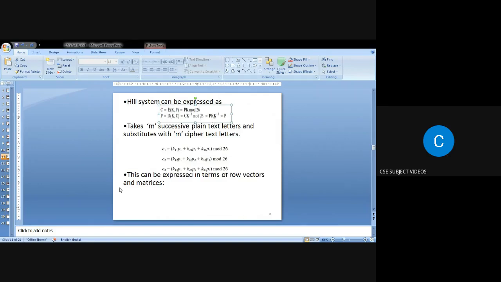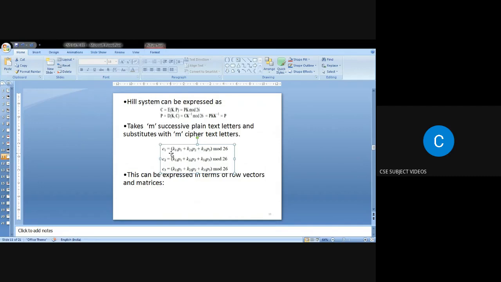Is it clear? I have said we have to take M letters at a time, so based upon M, the matrix will be taken. When the value of M is 2, you have to take a 2 cross 2 matrix. When the value of M is 3, you take a 3 cross 3 matrix. Similarly, if they are taking 4 letters at a time, you have to take a 4 cross 4 matrix. So this is the formula which is being used.